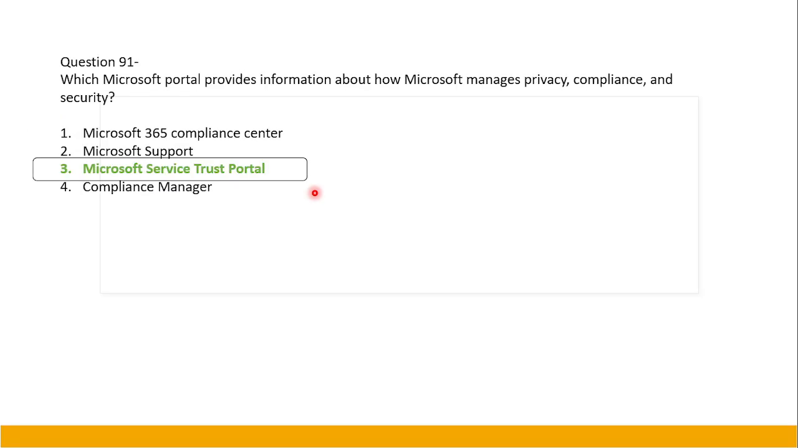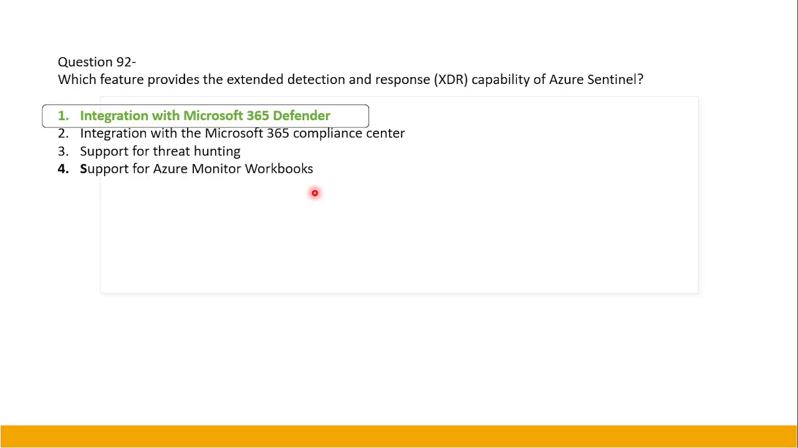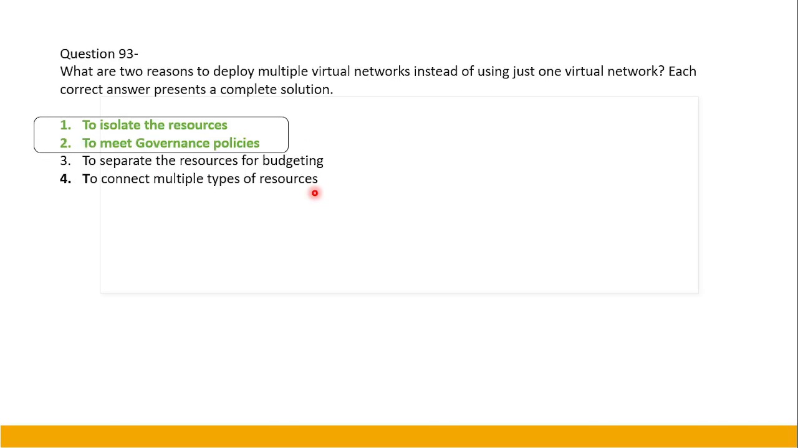Question 91. Which Microsoft portal provides information about how Microsoft manages privacy, compliance, and security? The correct option is Microsoft Service Trust Portal. Question 92. Which feature provides the extended detection and response capability in Azure Sentinel? The correct option is the integration with Microsoft 365 Defender. Question 93. What are the two reasons to deploy multiple virtual networks instead of using just one virtual network? The correct options are to isolate the resources and to meet the governance policies.